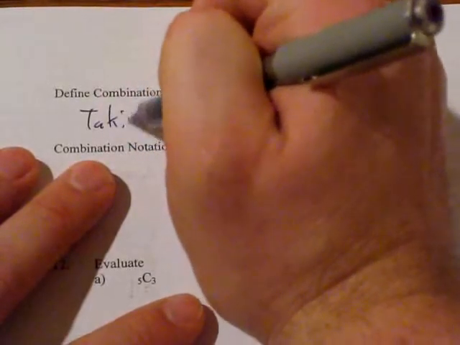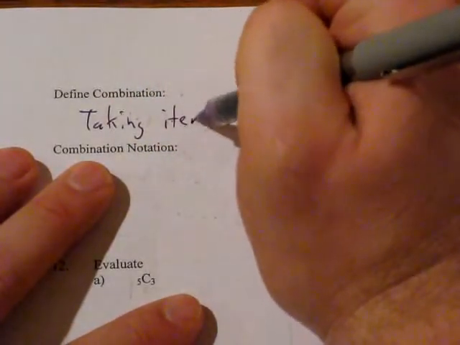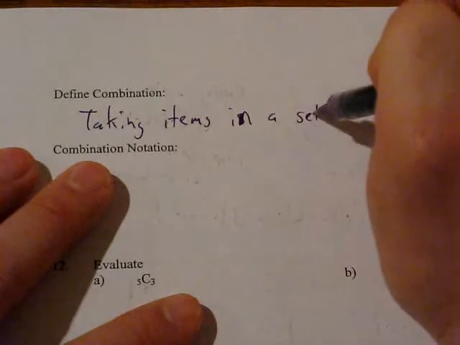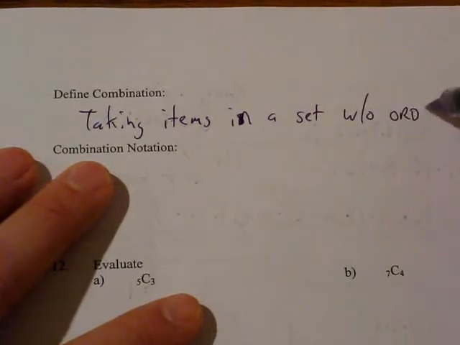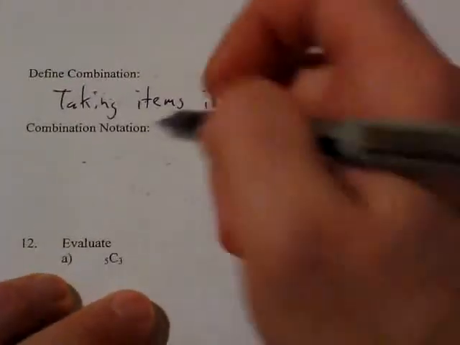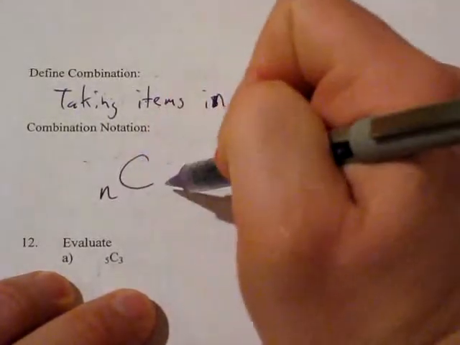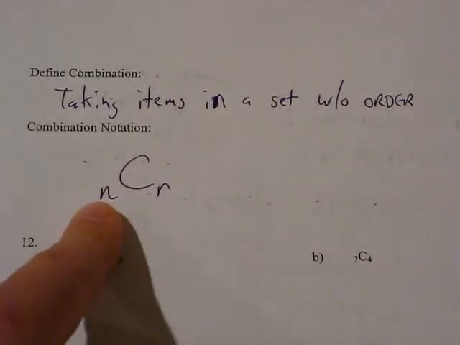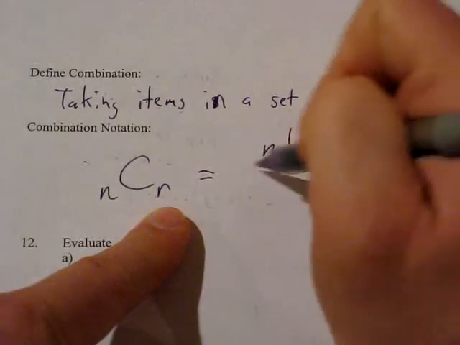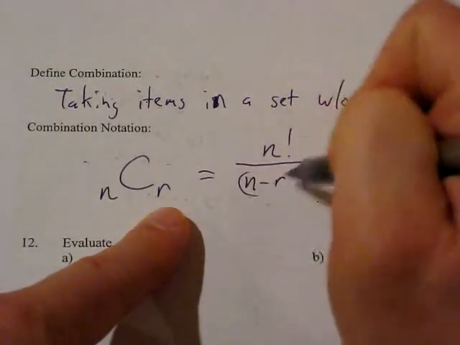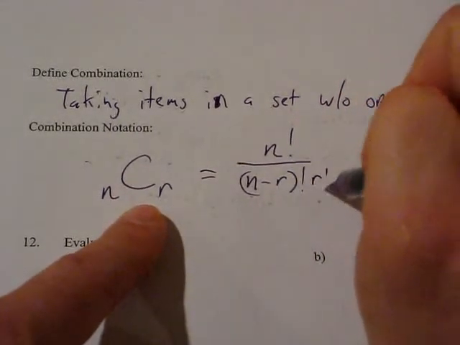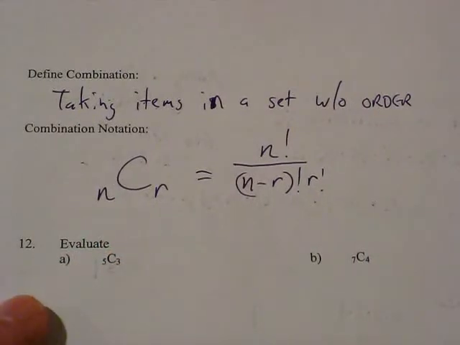So taking items in a set without order. Now, the combination notation is like before, where n is the number of items in our set, and r is going to be how many choices we want, and the equations are almost the same. You'll notice that this equation is exactly the same as the permutation notation. But there's one more thing to divide by, and that's by r factorial.